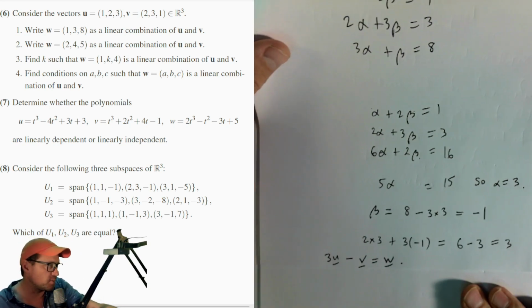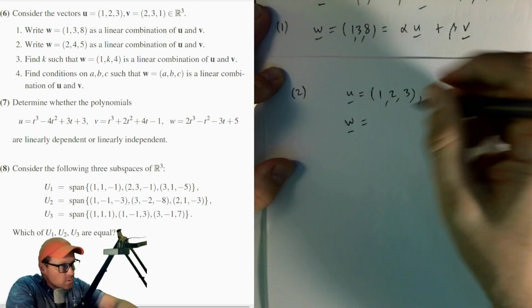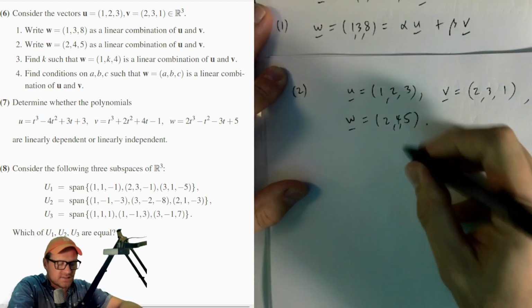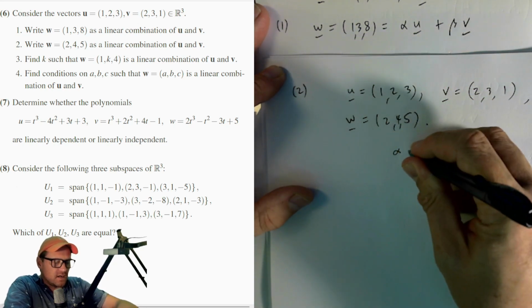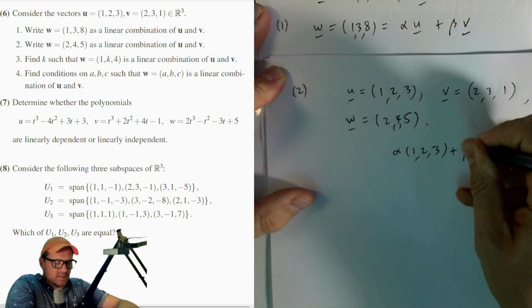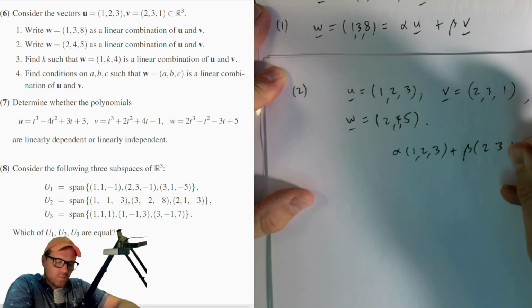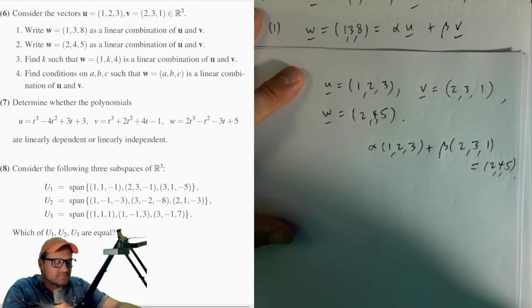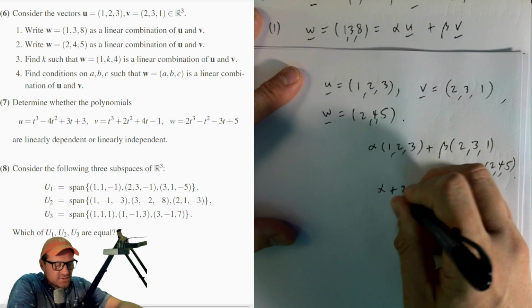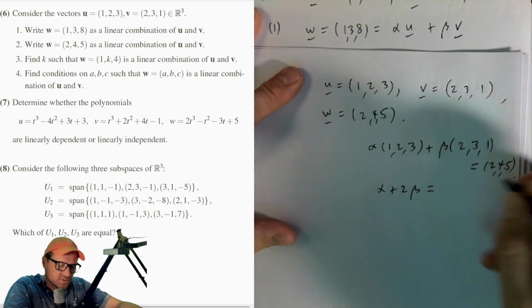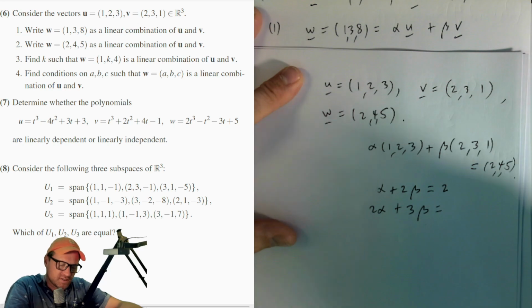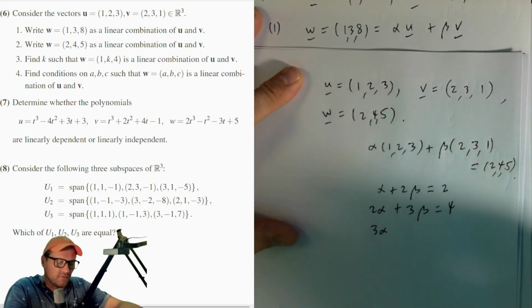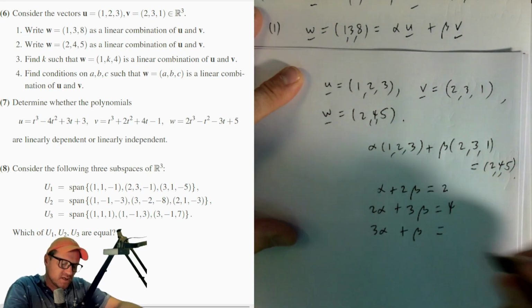Okay, let's move on to part 2 of question 6, where W is (2, 4, 5). And so again, we seek alpha and beta such that alpha times (1, 2, 3) plus beta times (2, 3, 1) is equal to (2, 4, 5). Okay, so expanding, we have alpha plus 2 beta must be equal to 2, 2 alpha plus 3 beta must be equal to 4, 3 alpha plus beta must be equal to 5.